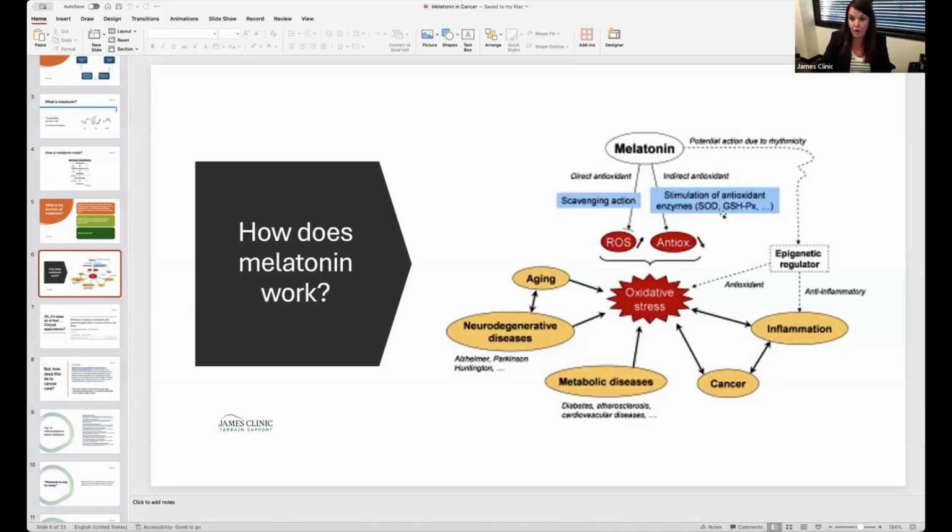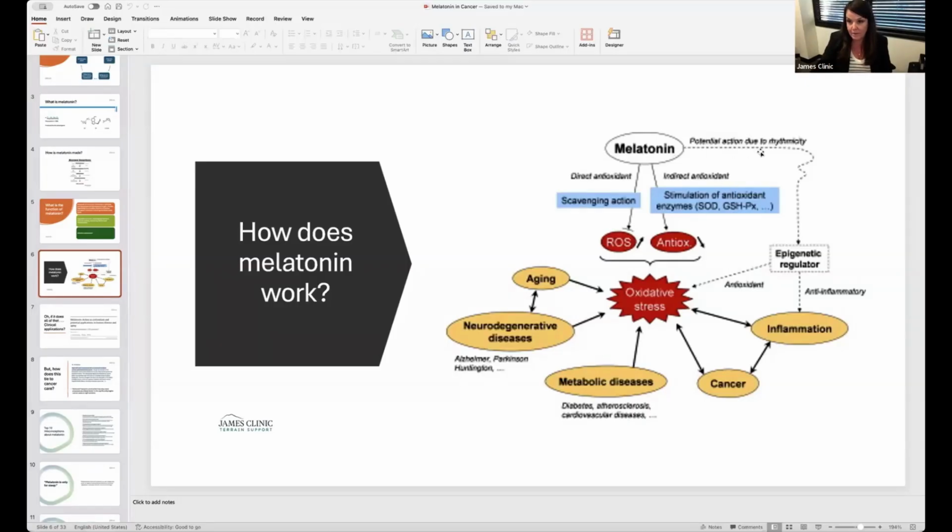So it's going to indirectly boost those, which is going to scavenge your reactive oxygen species. It's going to increase your antioxidant buffering capacity. So as your body is making free radicals, making these oxidative reactive species, you have a sponge to soak them up so they're not doing downstream damage.